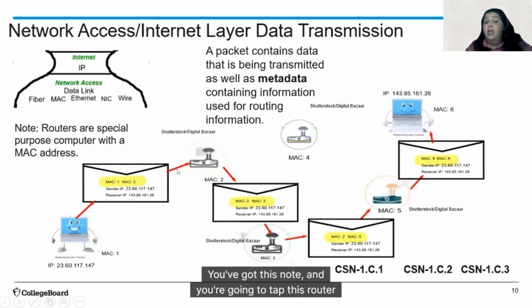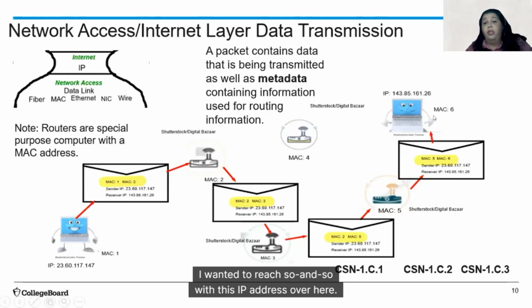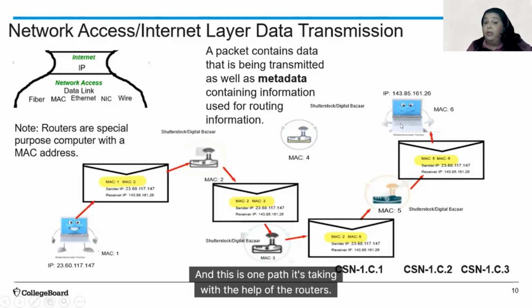You've got this note and you're going to tap this router and it's like, I've got to send it. I want it to reach so-and-so with this IP address over here. And this router can either say, yes, I know where it's going, or I can't right now. Okay, and it finds a path. So over here, they're interchanging their information and it's flowing right through and meeting its destination. And this is one path it's taking with the help of the routers.